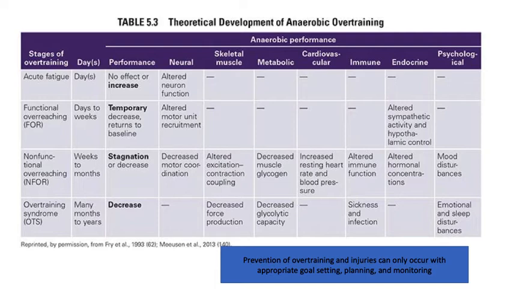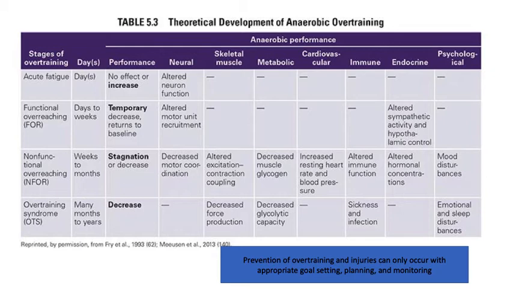Functional overreaching happens within days to weeks. We see a temporary decrease in performance, and this might be a high training load, multiple weeks of a hard camp. You have a temporary decrease in performance, and then it returns to baseline with appropriate rest. What you're really affecting is the nervous system. We have altered motor unit recruitment when you're fatigued, and the endocrine system, where you have altered sympathetic activity and hypothalamic control. Then we move into, if this is chronic and you're not having enough recovery and rest, it can lead to the third stage, which is non-functional overreaching.